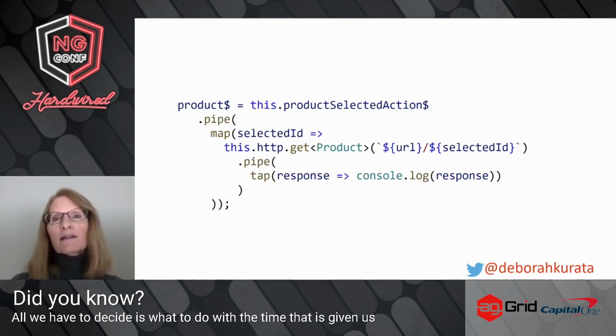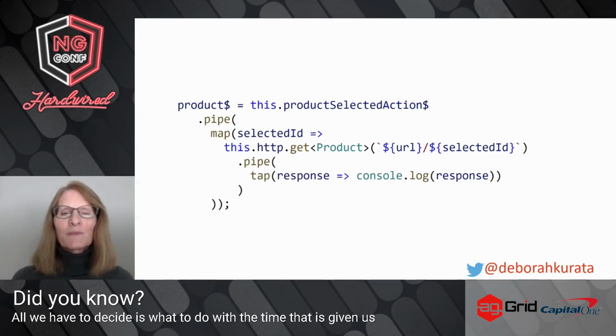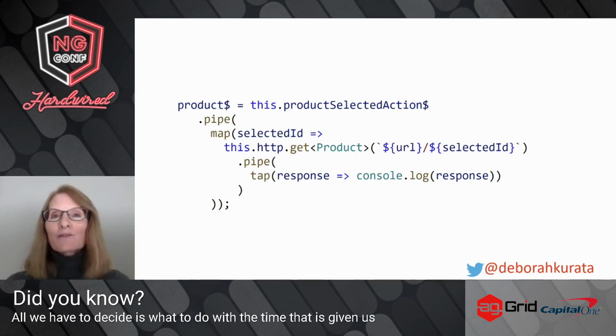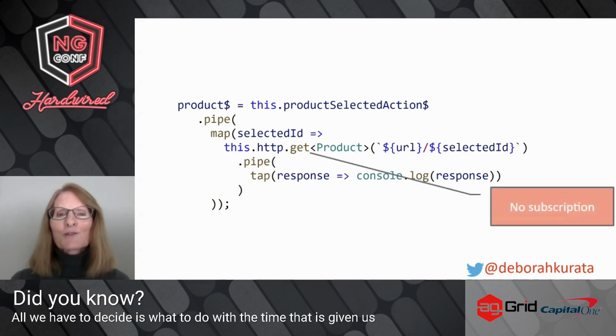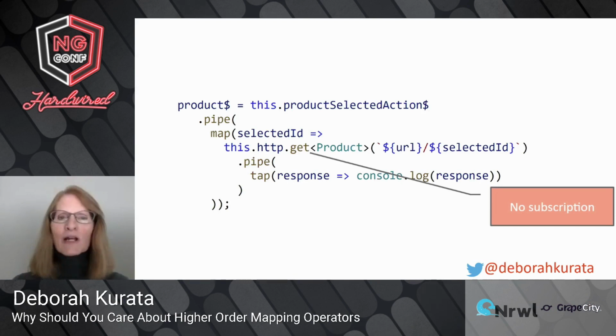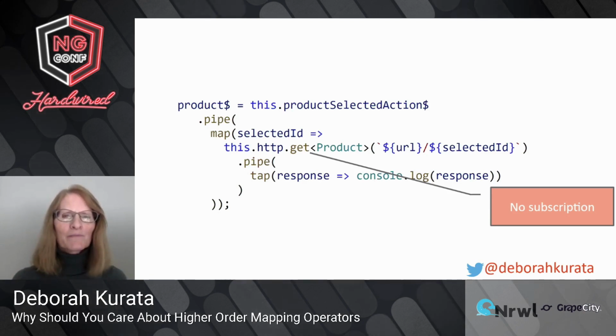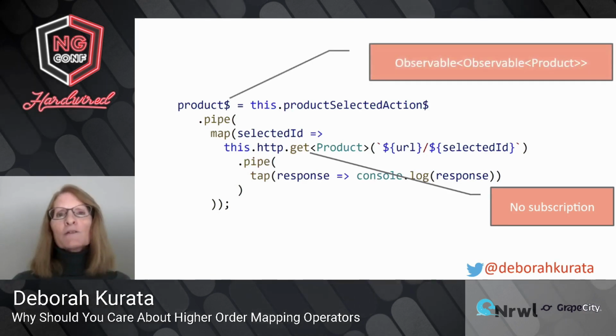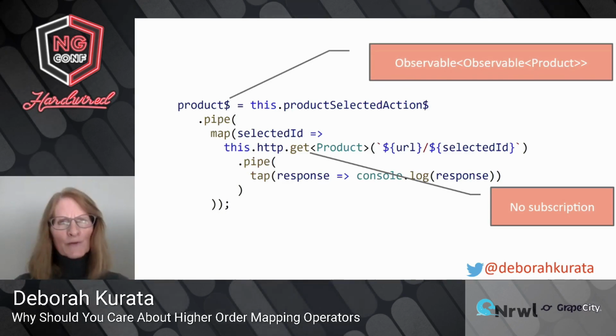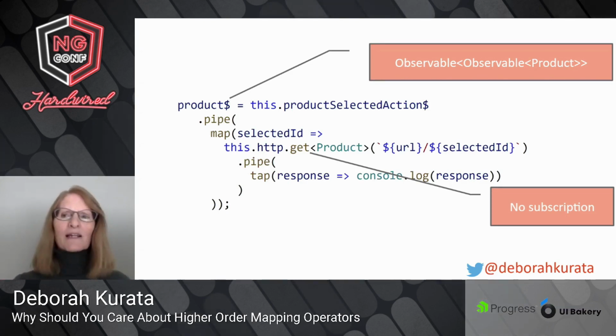The user clicked on the ring, that's ID 5, we're going to get the 5. We're mapping that to this HTTP GET, and guess what we're not doing here? We are not subscribing to that inner observable, and this code is never going to run because we're not getting that data. That GET is never going to occur. The other interesting thing is if you're in the editor and you hover over product$, you'll see that its type is Observable of Product. And that's just not right. That's not something that you're going to want to deal with or try to unwrap yourself.